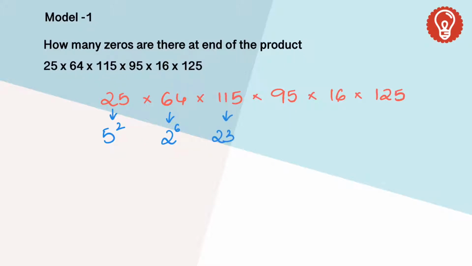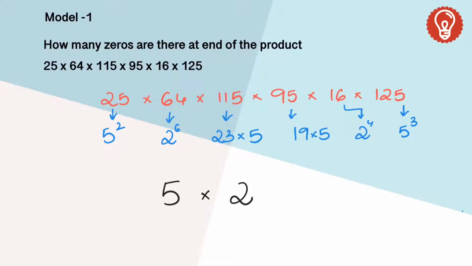115 is 23 into 5. 95 is 19 into 5. 16 can be written as 2 power 4. And 125 can be written as 5 cube. Now let's count the number of 5s and 2s. There are 2 5s here, 3, 4 and 7. So there are 7 5s altogether. The 2s are 6 plus 4, so there are 10 2s here. We know the smallest power is the answer, so there are 7 zeros at the end of this product. See how simple this is.